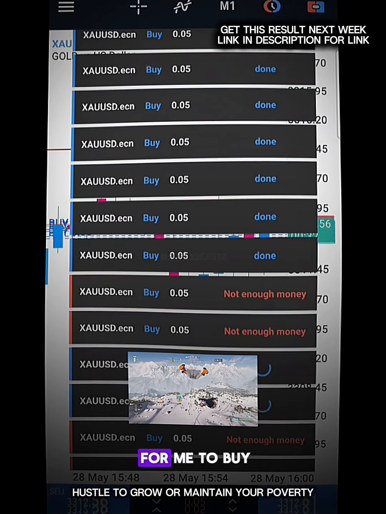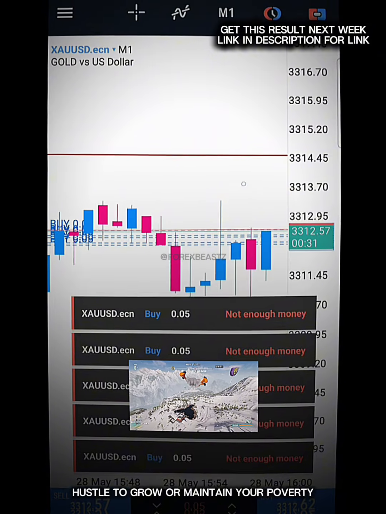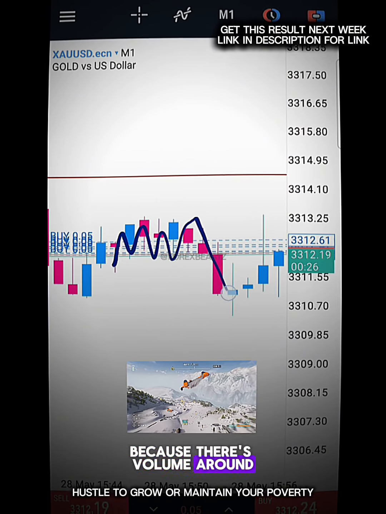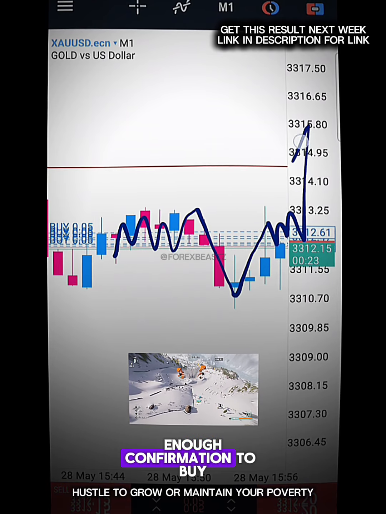And then it's time for me to buy. Before I was selling, but now I'm buying. And why was I buying? The first reason was because there is volume around that point there, but that is not enough confirmation to buy.